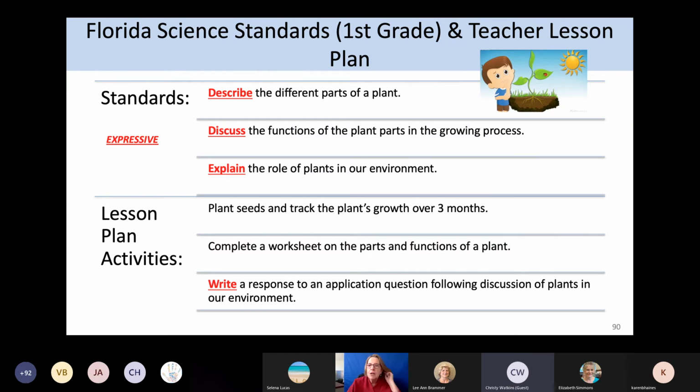And this was something that Jordan was doing. And in the state standards in the state of Florida for this lesson plan for first graders were three things. They had to describe the different parts of a plant, they had to discuss the functions of the plant parts, and they had to explain the role of plants in our environment. Nowhere in our standards did they have to name the parts. And so the teacher's lesson plan is to plant seeds and track them. She is going to do a worksheet on the parts and functions of a plant because she can't help herself. And all the kids are going to write a response to an application question.